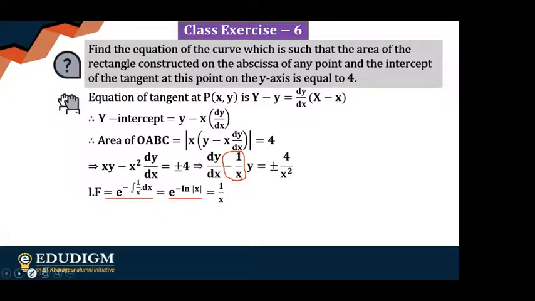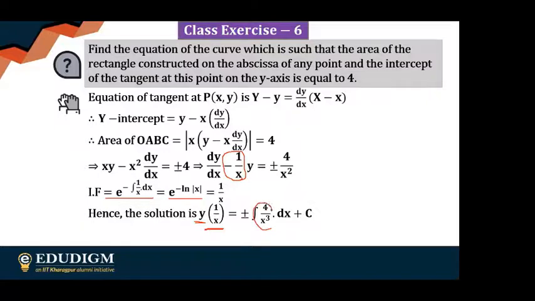What will be the solution? Look at the solution here. The solution will be y into the integrating factor equals plus minus 4 by x square into 1 by x. So this is 4 by x cube. All right, so integrate this. x cube will give you x to the power minus 2 divided by minus 2. So some basic adjustments, and this is the curve.